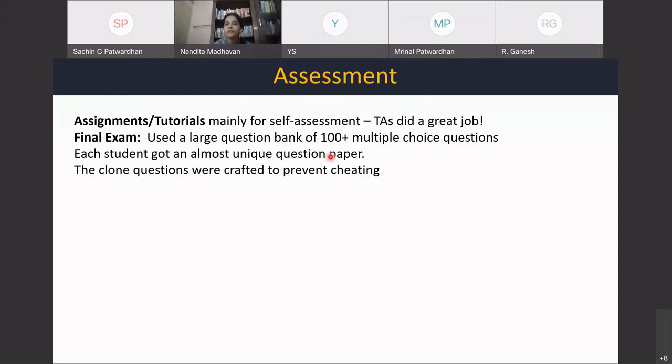We used a large question bank of 100 plus questions. Each student got almost a unique question paper. And the clones, it took us a long time actually crafting these papers. I remember the week of the exam, there were days where we sat up at 3 a.m. and 4 a.m. We were joking that I never thought I still had the ability in me to sit up till 4 a.m., because lately you get sleepy a lot easier. So all four instructors sat up till 4 in the morning crafting these questions.